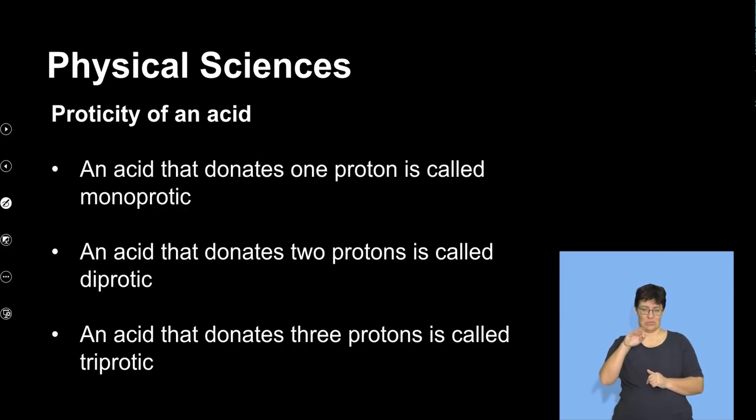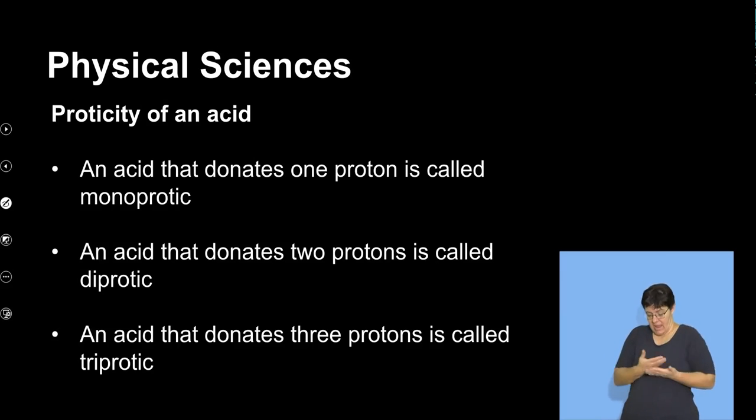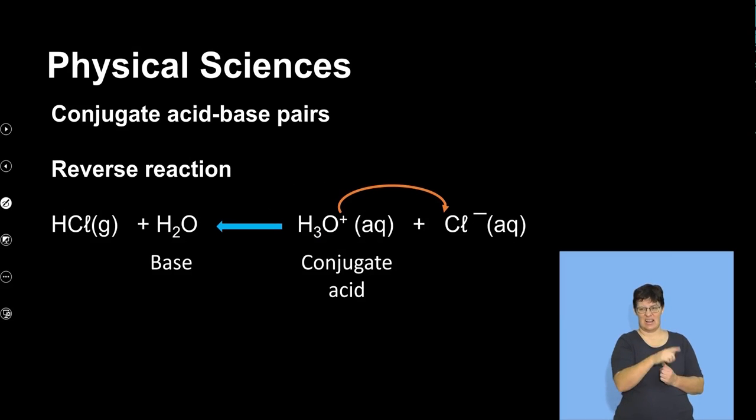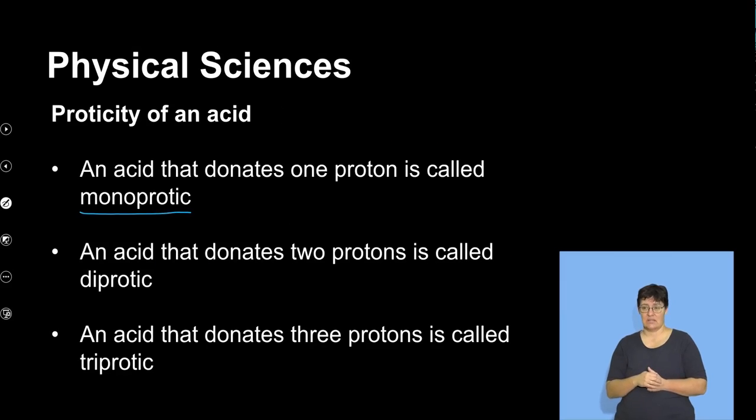The proticity of an acid has to do with the number of protons a molecule or unit of an acid can donate. If an acid can donate 1 proton, it's called a monoprotic acid. If we go back to the example of HCl, you'd realize that for every HCl, just 1 proton is donated. In other words, an acid that donates 1 proton is called monoprotic. The word mono means 1. Take note of that: mono means 1.